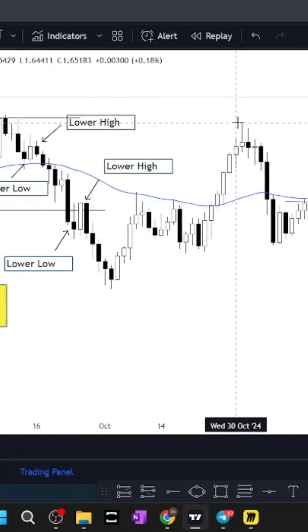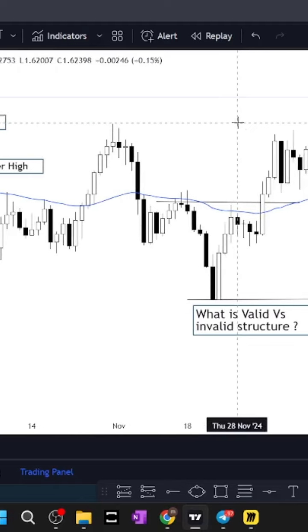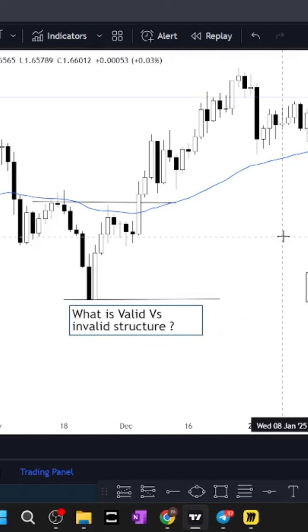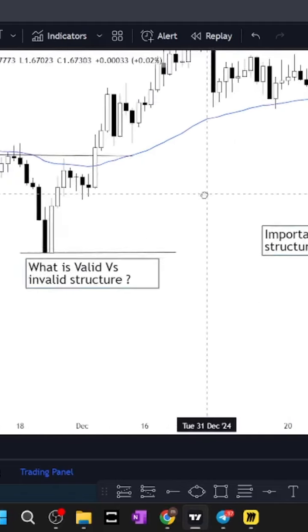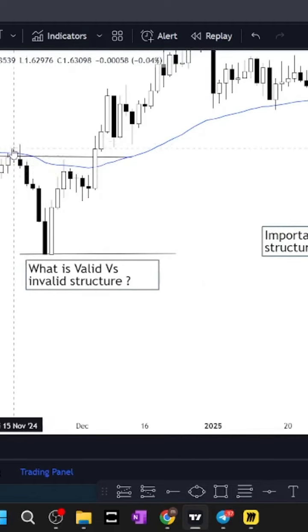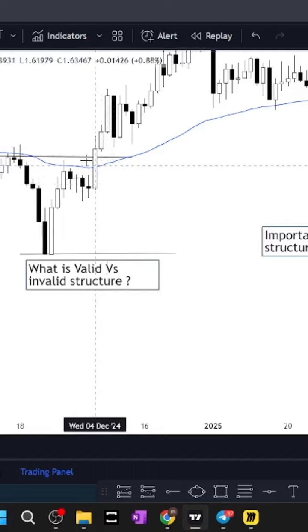I will come out with a much more in-depth video. This is just obviously part of the quick series. What is valid versus what is invalid structure? Like we said, anything that happens between point A and point B, or between 2 single points, is invalid.